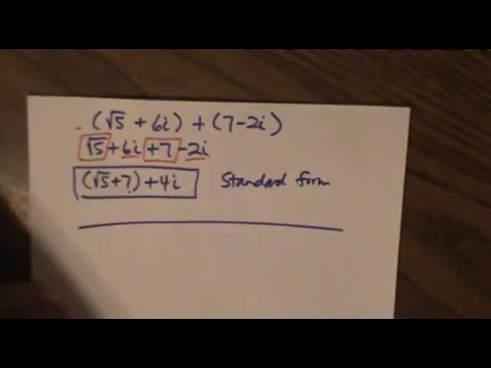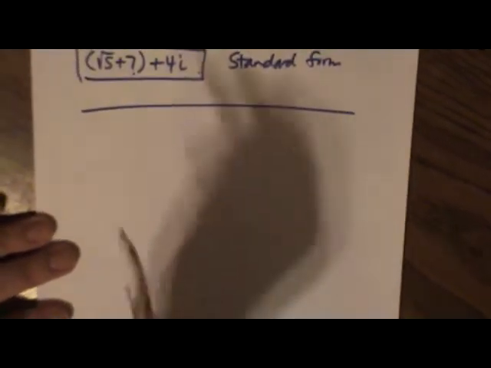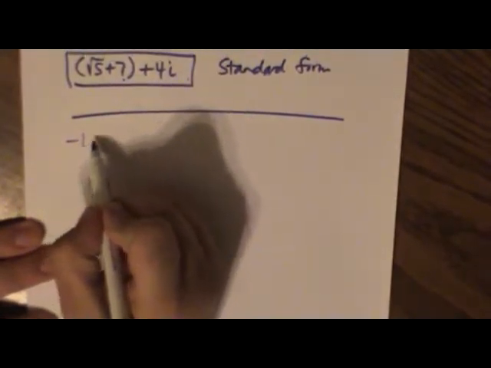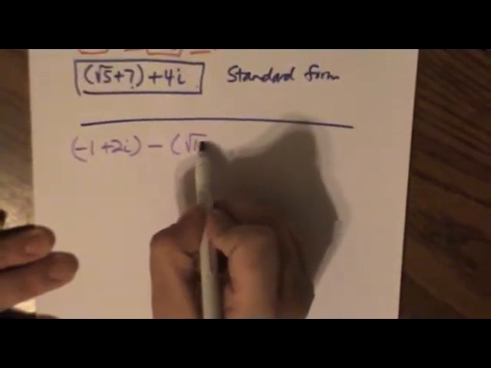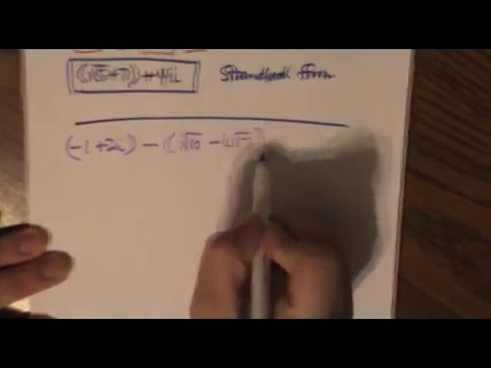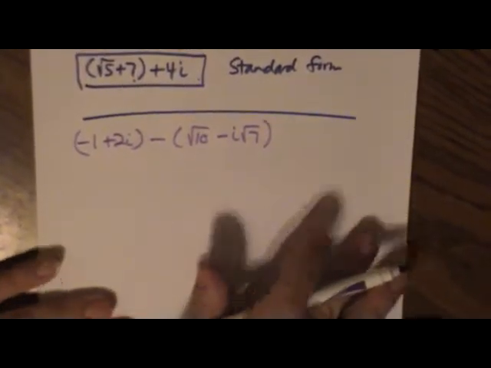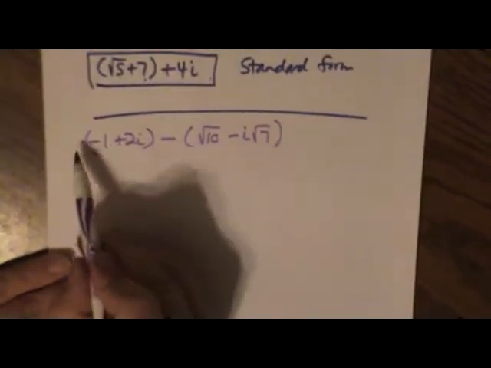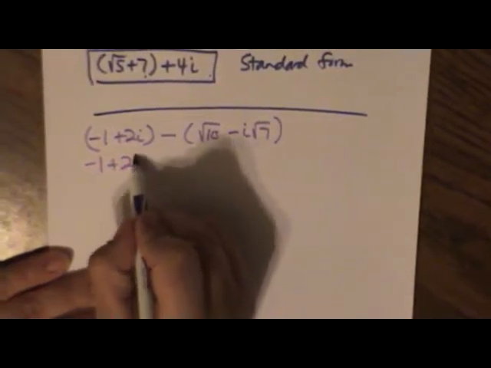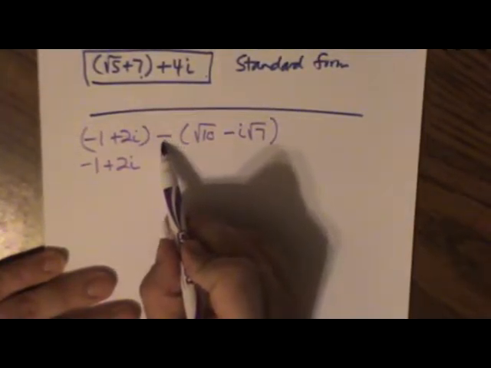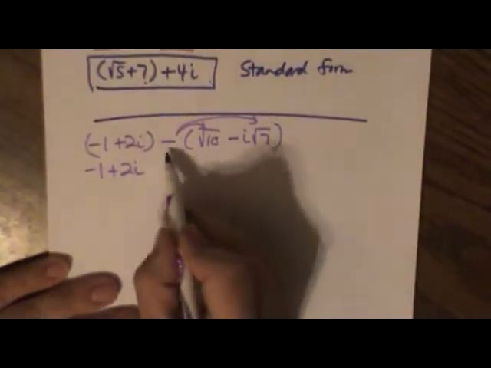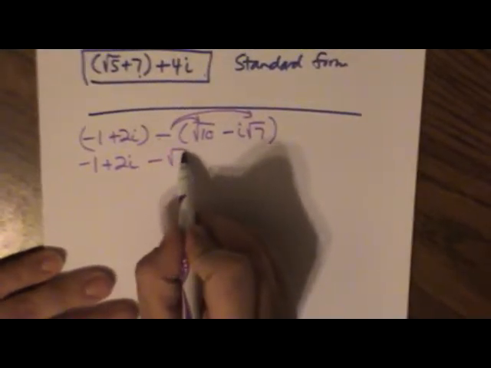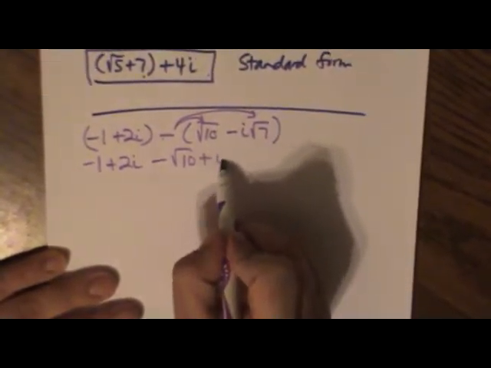Now let's do -1 plus 2i minus the square root of 10 minus i square root of 7. First thing we want to do is get rid of our parentheses. This has a positive out in front of it, so it's not going to change anything inside, so we can write everything the same. This, however, has a negative in front of it, so we are going to want to distribute that negative through. So negative times positive is a negative. Negative times a negative is a positive.